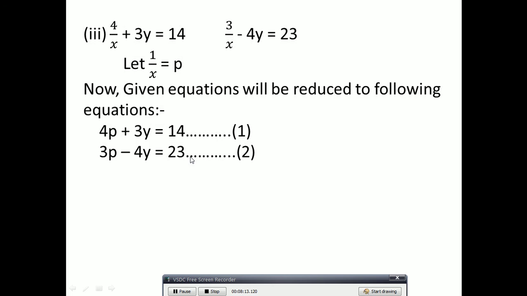Again students, now these are pair of linear equations and you will solve. I am leaving again this question on you. You can solve these equations to find the value of p and to find the value of y. So that will be our answer. But at last, when you find the value of p, then put p equal to 1 by x and then find the value of x. Is it clear?